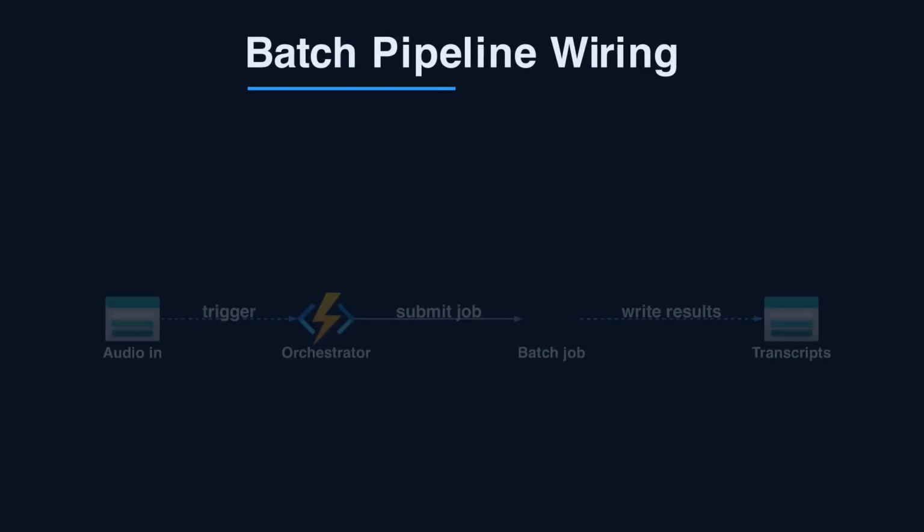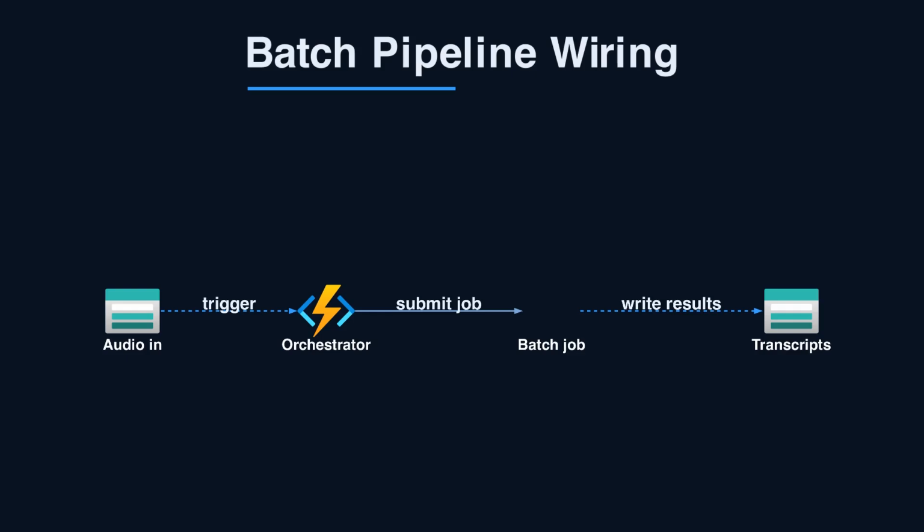For volume, wire it end-to-end. Files land in blob storage and trigger a function. The function submits a batch transcription job, then writes diarized results back to storage. Event-driven, no servers polling, scales with your upload rate. Use this shape when nightly backlogs matter more than instant results.